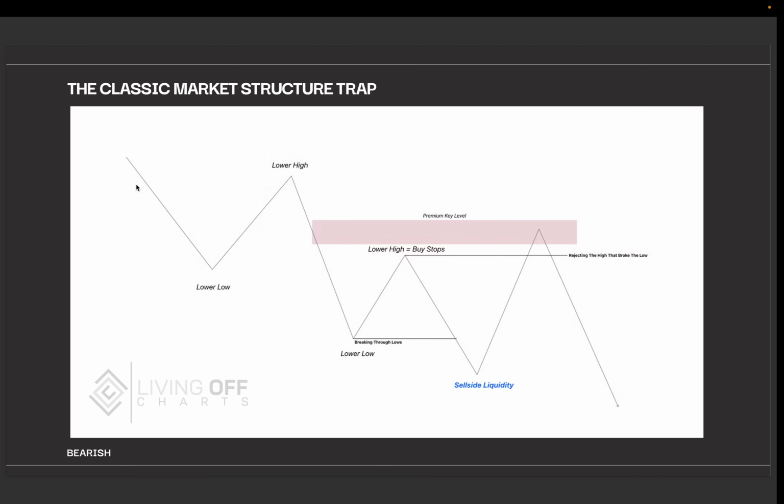Now here's a bearish example. So we have a lower low, lower high, lower low, lower high. That's the buy stops. We break through the low, breaking the lows and rejecting the highs.